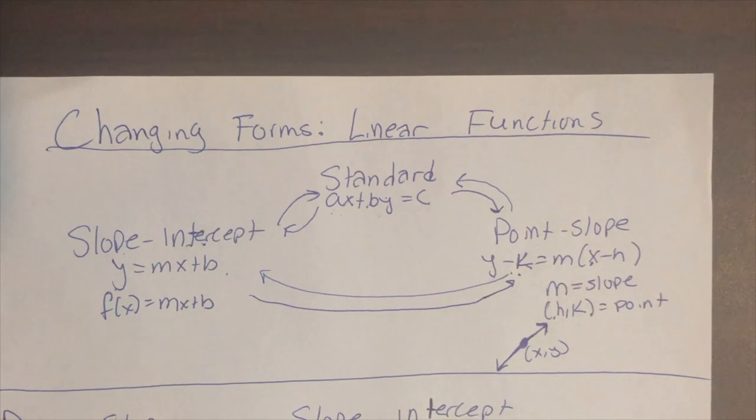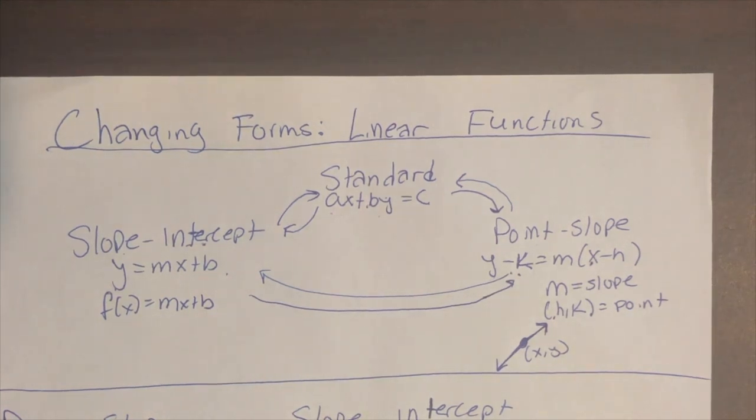Today, I'm going to focus on three different types of conversions. I'm going to go from point slope to slope-intercept form, slope-intercept form to standard form, and standard form to slope-intercept form. But notice, if I want to go from point slope to standard form, all I have to do is go from point slope to slope-intercept, and then slope-intercept to standard. I could do that as well.